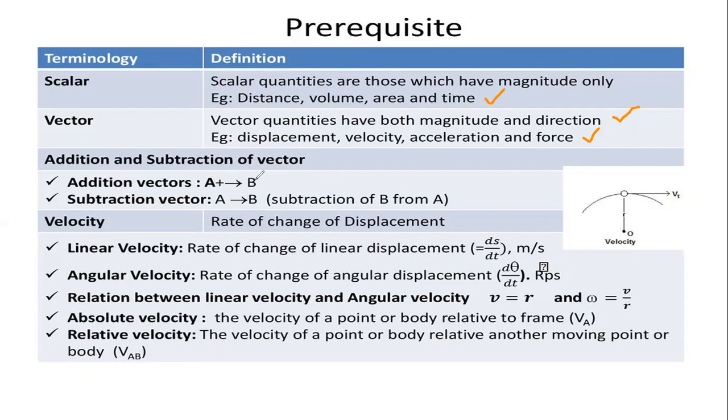But in the subtraction of vectors, it is transferring only the common type of element to the next one, that is subtraction of b from a. Here it is adding, that is a plus b, and here it is b minus a, that is in the subtraction of vectors.